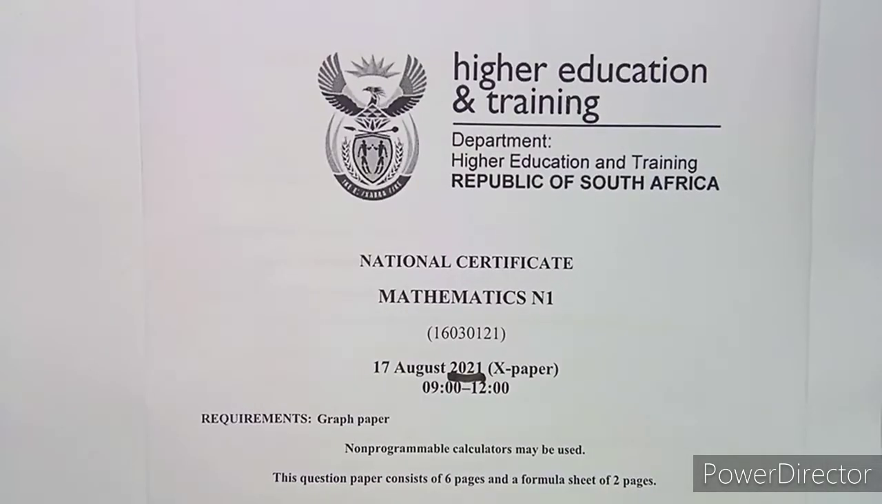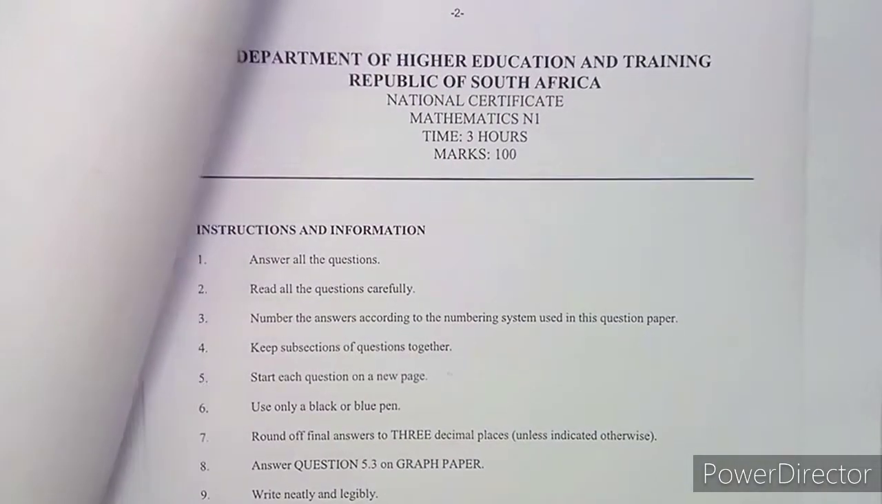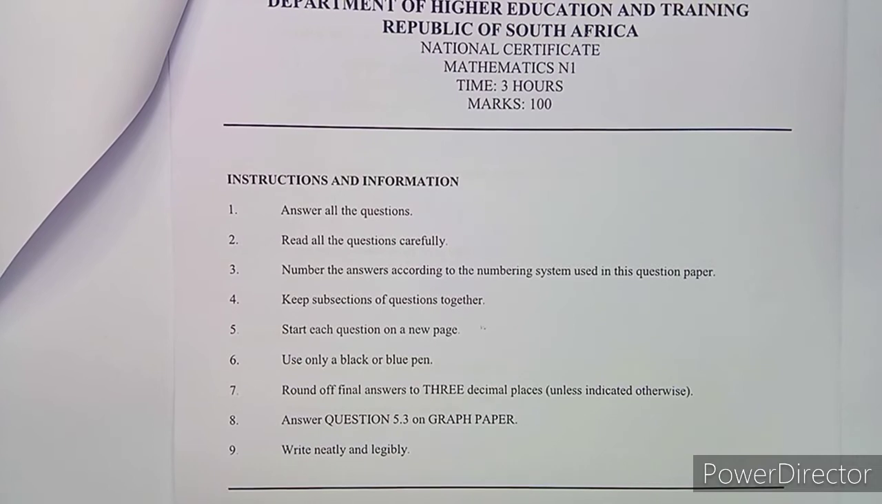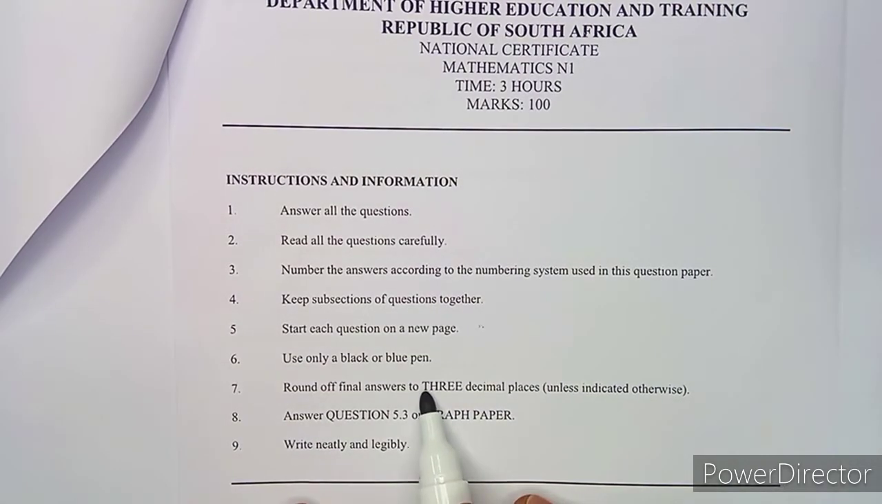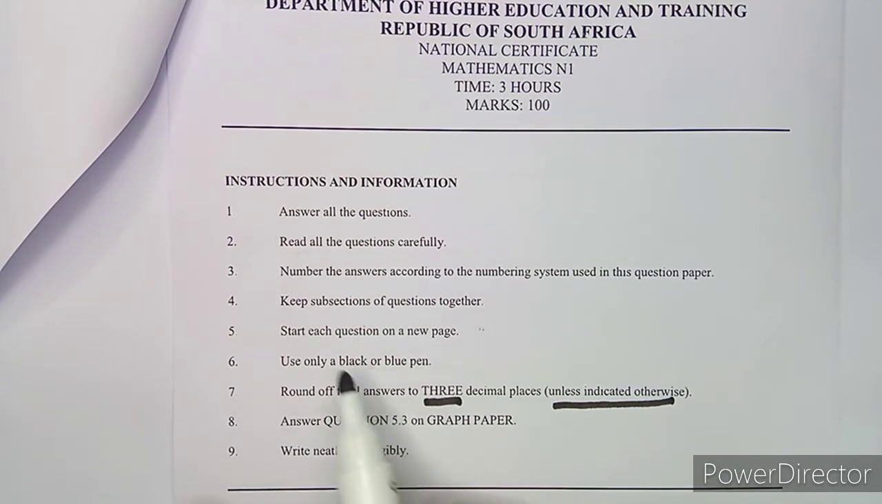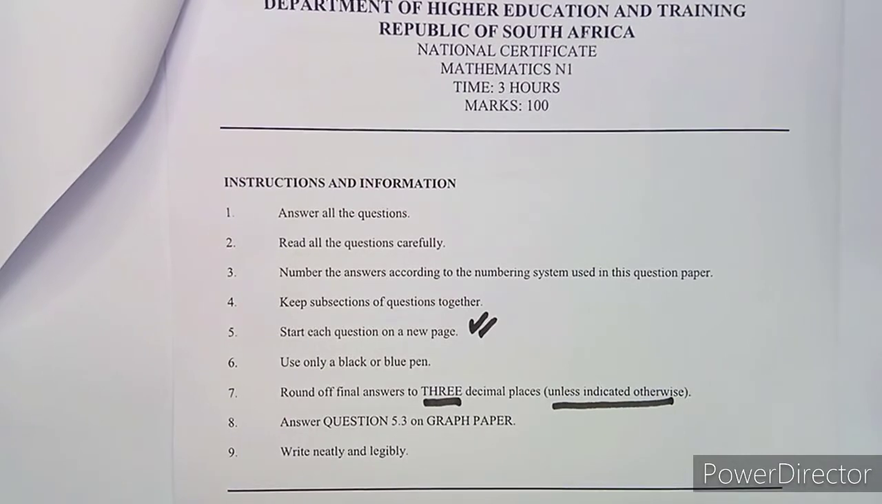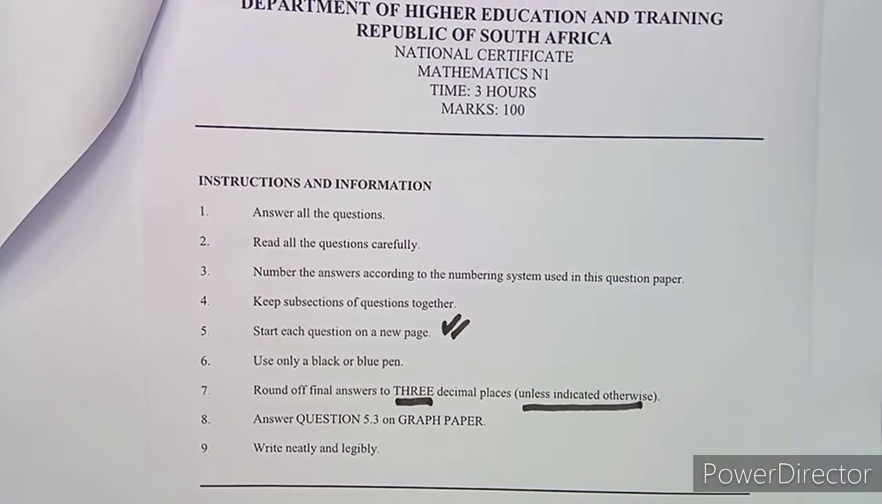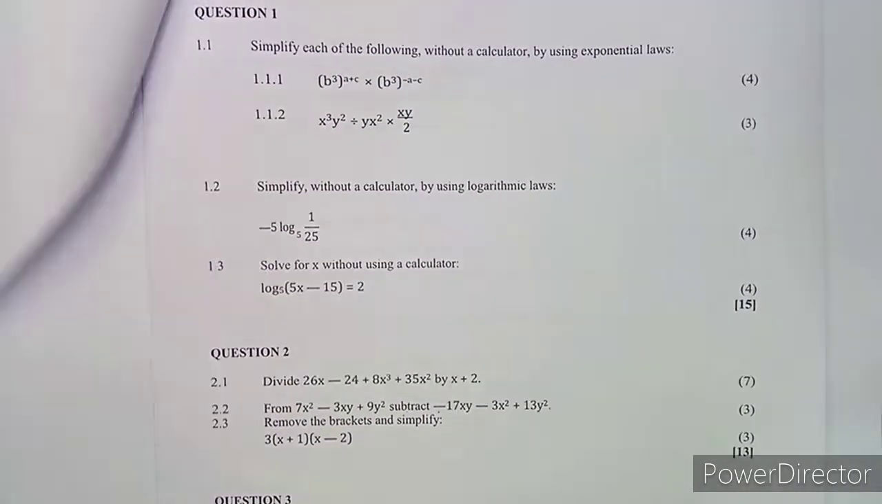Okay, so we shall quickly see what we have on the instructions and information. The most important one is to give the answer to 3 decimal places when you are rounding off, unless indicated otherwise. When you are given such a condition, then start each question on a new page. This one also is one of the most important. Okay, anyways, we shall be seeing this as we are moving, but let's just consider how we are supposed to answer these questions.